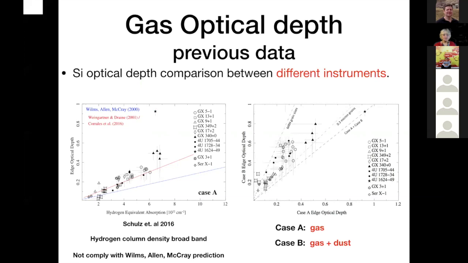And this figure shows the silicon optical depth comparison between different instruments. On the left is the gas edge optical depth as a function of the NH value. They don't comply with the William and McCray prediction because their model didn't consider the dust. On the right, the gas versus the gas plus dust optical depth for every source. The scatter indicates these sources are model dependent. We also see pile-up.